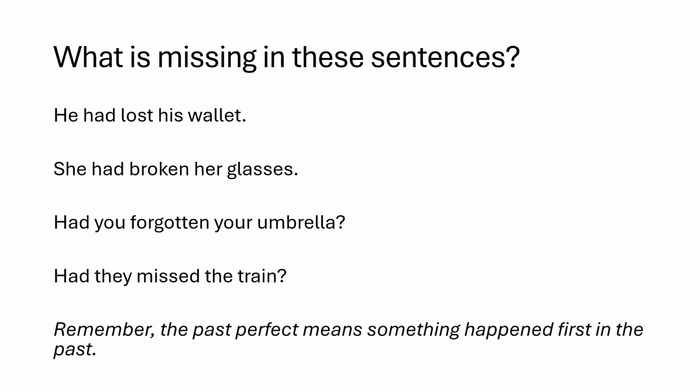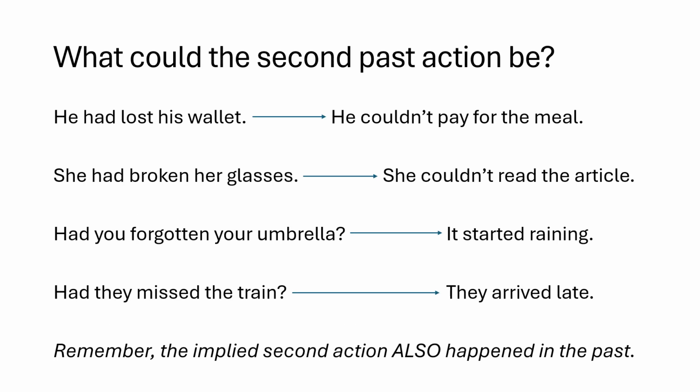Remember, the past perfect means something happened first in the past. What could the second past action be? There are different possibilities that can be implied. It depends on the context of the conversation. Listen to the implied second action.